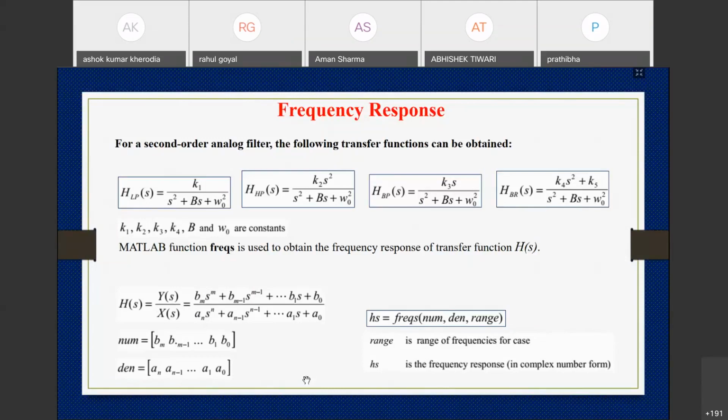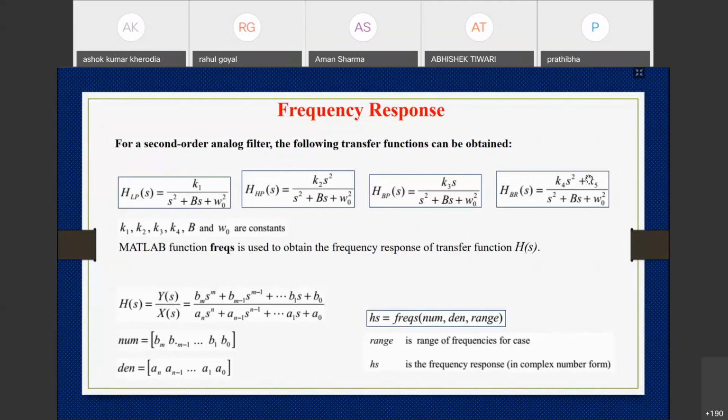So suppose you want to find out the response of high pass filter, low pass filter, band pass, and band reject filter, whose transfer function is given by these equations. Say for low pass, we have k1 upon s square plus bs plus omega naught square. For high pass, we have this equation. For band pass, we have this equation. For band reject, we have this equation.